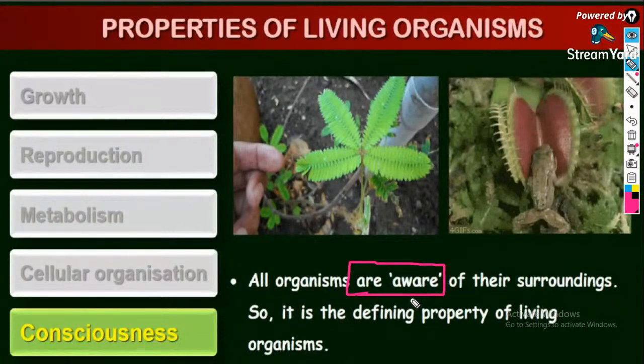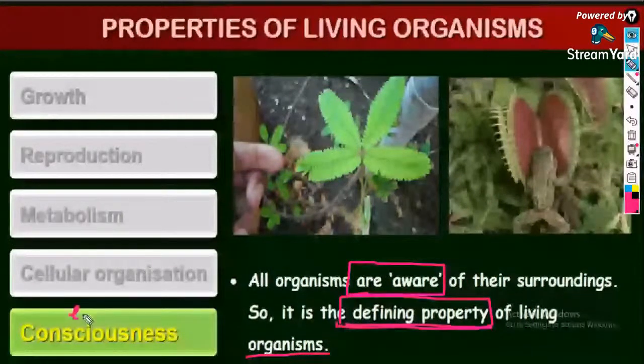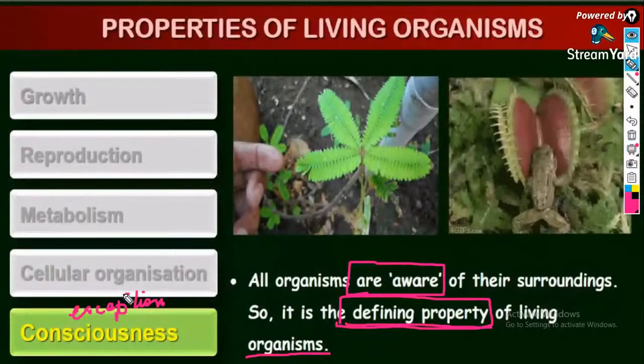So, consciousness can be defined as the most defining property of living organisms, because for consciousness there is no exception. There is no exception in case of consciousness. That's why we consider consciousness as the most important defining factor apart from metabolism and cellular organization.